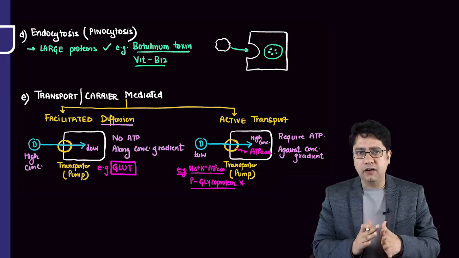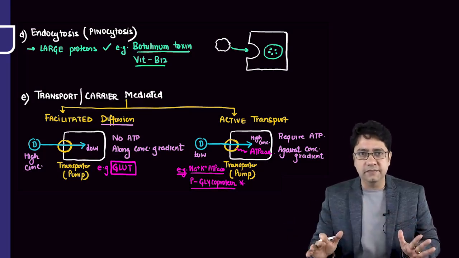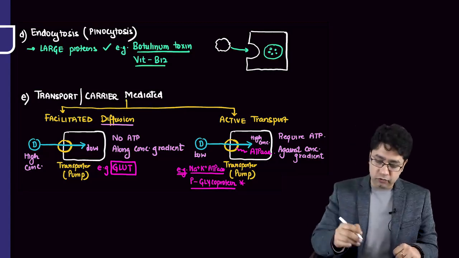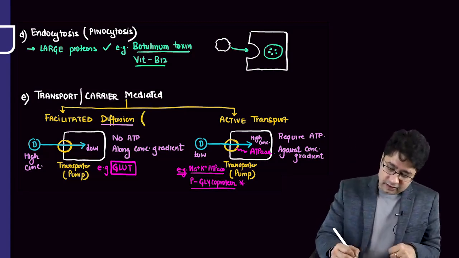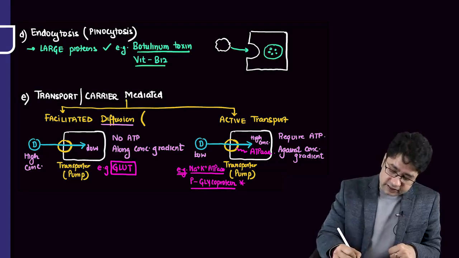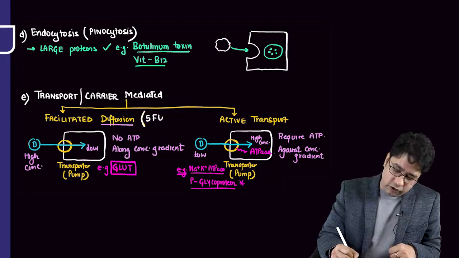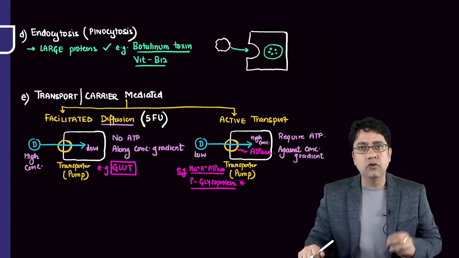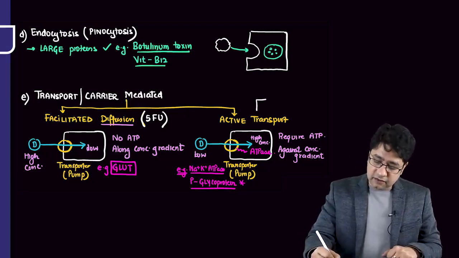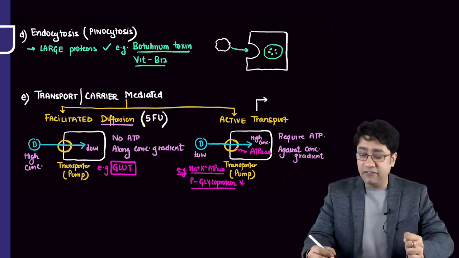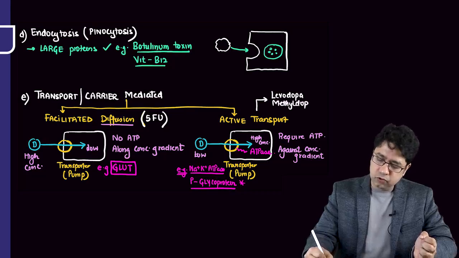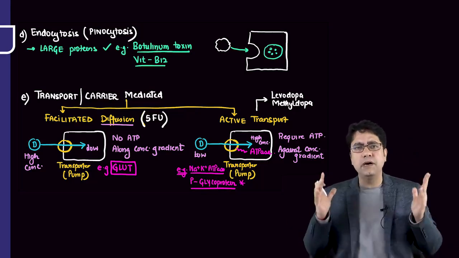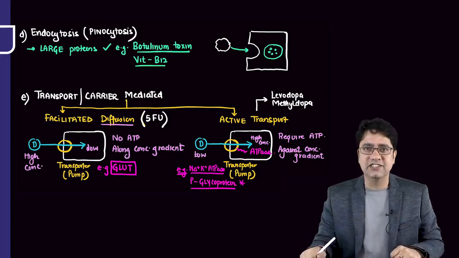Now, any specific drug which gets absorbed from our GIT through facilitated diffusion? F for facilitated. Facilitated means with the help of a transporter. The drug name is 5-fluorouracil. Just write the word 5-FU. 5-FU gets absorbed through facilitated diffusion. Any drug from our GIT that gets absorbed through active transport? Yes, levodopa, methyldopa. They are absorbed through certain transporters, which we call dopamine transporters, which are discussed in the CNS chapter.